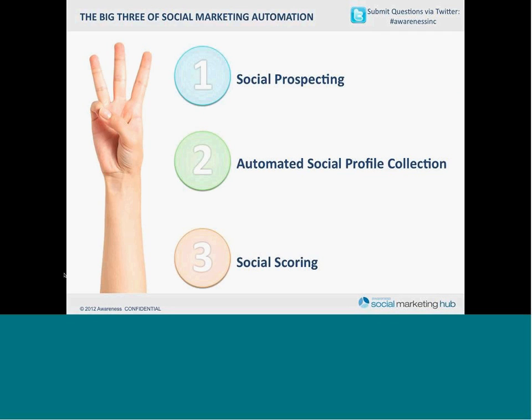One is social scoring. One is social prospecting, and that's the ability to go out to different areas of the social web and collect information on individuals based on what it is that they're doing in the conversations they're engaging in. And we'll talk more about these in a lot more detail.